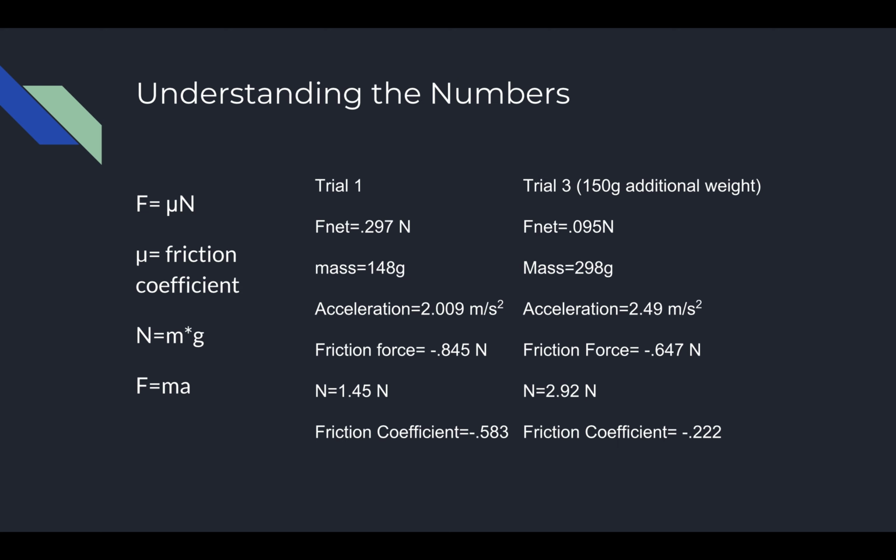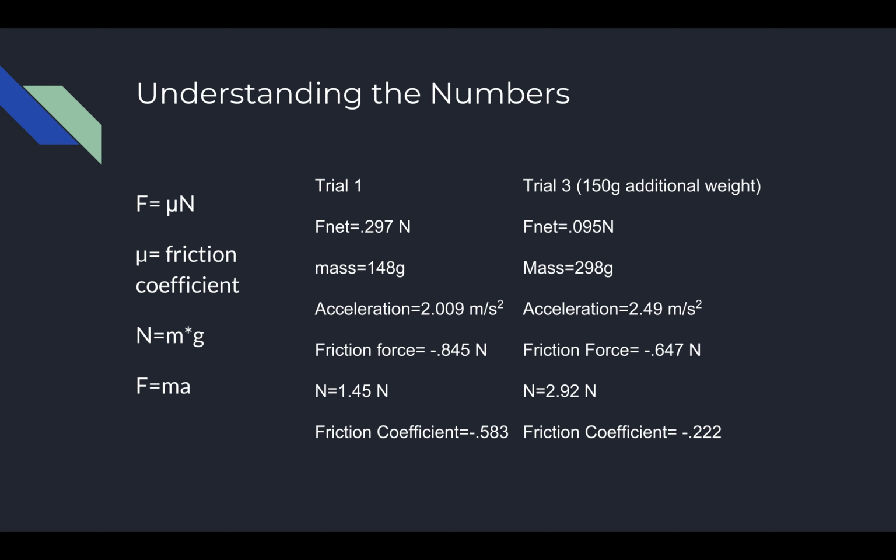Okay, so in order to find the numbers that we used, we calculated the force within the system by multiplying the mass times the acceleration. And then we used this for the equation F equals μN, as we calculated N equals mass times gravity. And so when we plug in F equals μN, we can find the friction coefficient.